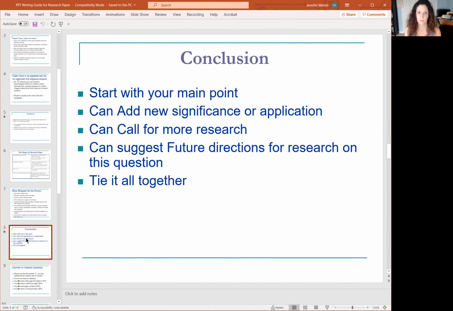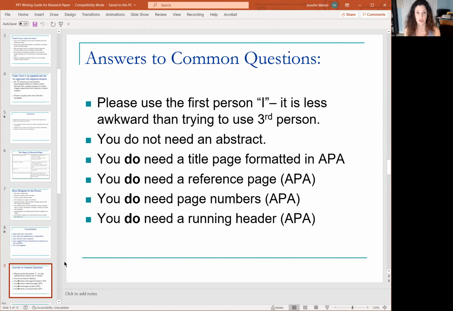And here, everything I just said is on this slide. So here's some common questions that I get a lot of emails about. And I want to just go ahead and clear them up now. Please use the first person, okay? In sociology and in criminology here at Flagler College, we use the first person in all of our papers.